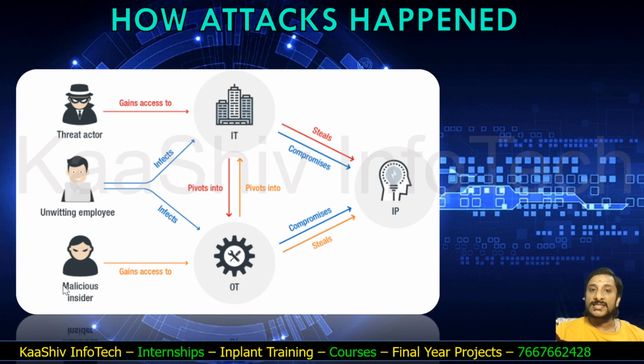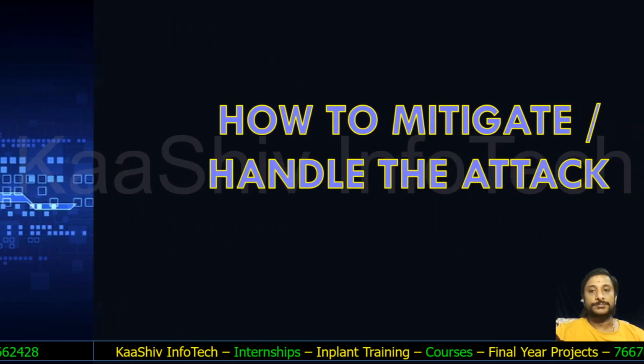A malicious insider will try to gain access. This guy is inside the environment, while the other one is outside the environment. Some of these people will try to gain access to the IT department's technology, like the computers, and they'll try to take the intellectual property of the company. That is how the attacks happen.